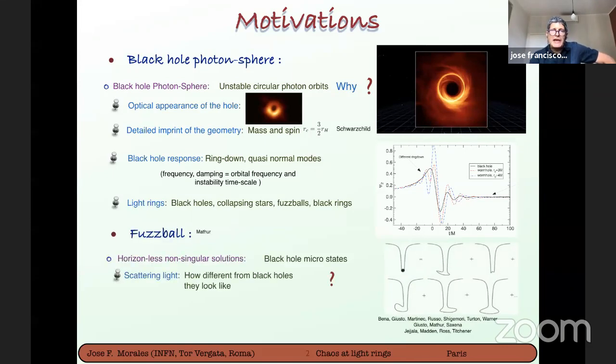My motivation instead is on fuzzballs, to try to understand them better and to see whether you can use the light ring to discriminate between singular solutions, black holes, and fuzzball solutions. I will consider various classes of fuzzball solutions here, essentially these three classes given by these authors. What we will try is to find some universal features of all these solutions that can help to discriminate between singular solutions and solutions with structure at the horizon. This is the main focus.